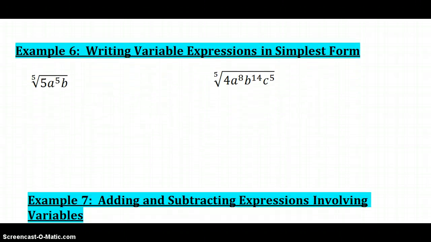So I have 2 more types of examples. This first one we've kind of already done, but I'm going to hit it again. It's writing variable expressions in simplest form. So here we're looking at the 5th root of 5a to the 5th times b.